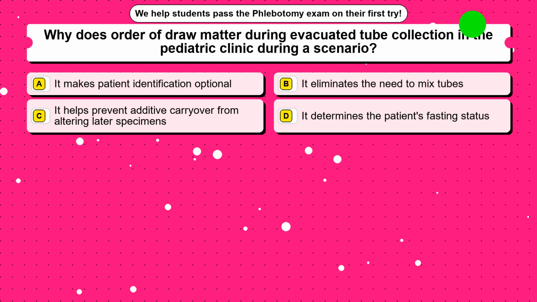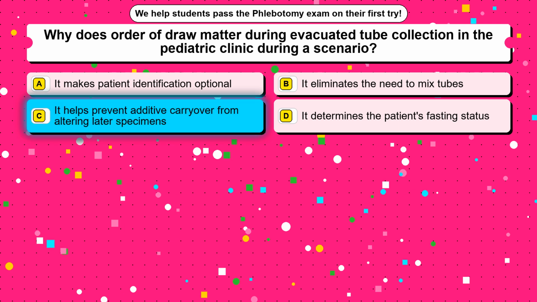Question 43. Why does order of draw matter during evacuated tube collection in the pediatric clinic during a scenario? Option A. It makes patient identification optional. Option B. It eliminates the need to mix tubes. Option C. It helps prevent additive carryover from altering later specimens. Option D. It determines the patient's fasting status.